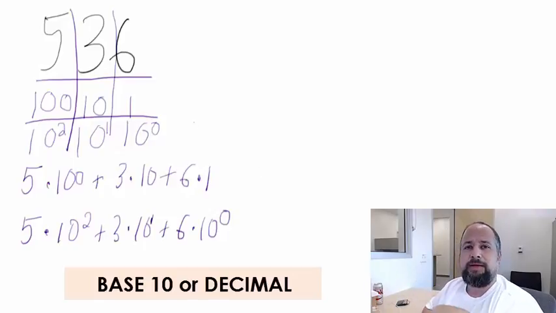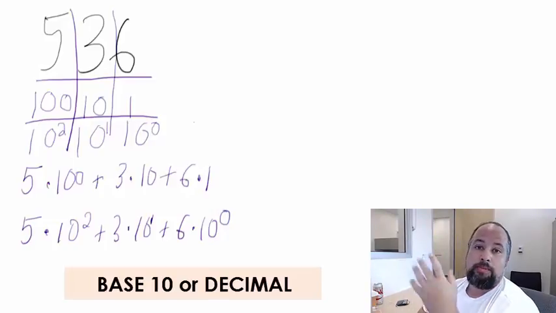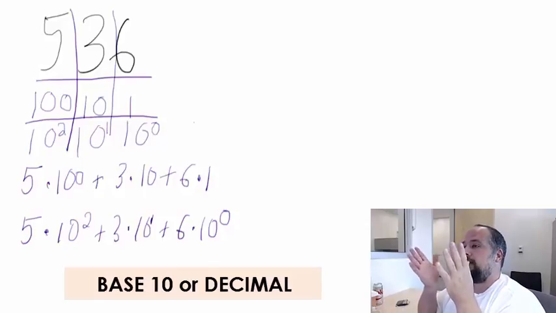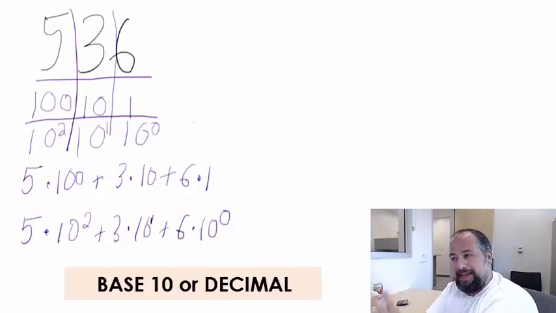remember that from math? Any number raised to the 0 power is itself, or excuse me, is 1. That's what that is. Any number raised to the 1 power is itself. So that's what 536 means. It means 5 times 100 plus 3 times 10 plus 6 times 1. You just don't think about it.